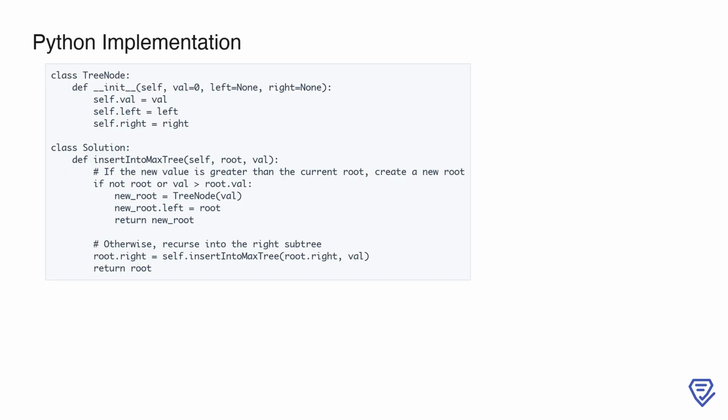2. Recursive insertion into right subtree. If the new value is less than or equal to the current root's value, we recursively call insertIntoMaxTree on the right subtree. This ensures the new value is placed in the correct position while maintaining the tree structure. 3. Return updated root. After the insertion, the updated root is returned, propagating the changes back up the recursion stack. This approach efficiently handles the insertion by leveraging the properties of the maximum binary tree, ensuring the solution is both correct and optimized. The algorithm runs in O(h) time, where h is the height of the tree, as it only traverses down one side of the tree.